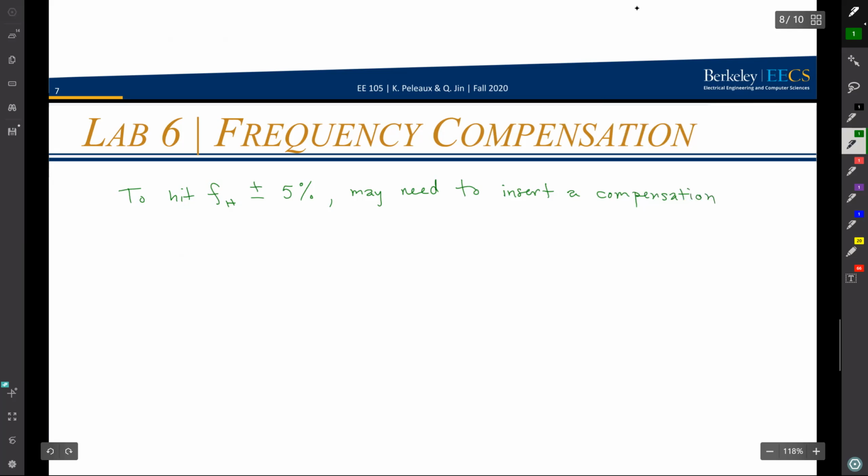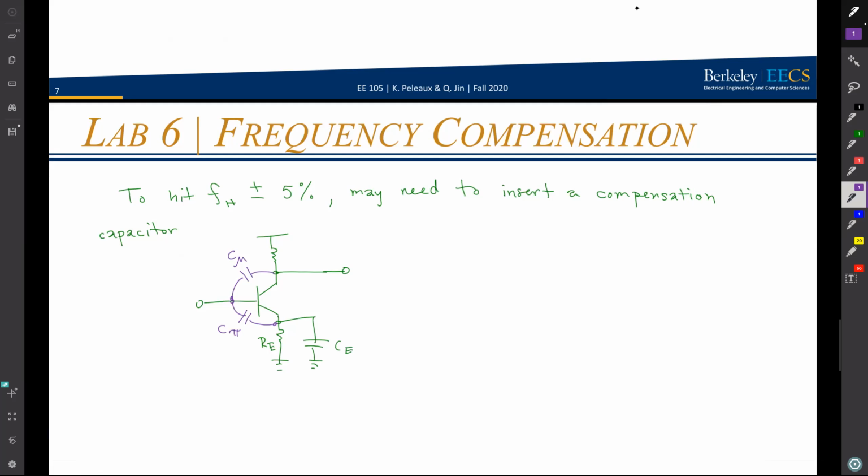What a compensation capacitor is, is an external capacitor with a small value. So it's not a bypass or coupling capacitor. Let's just say, generally speaking, I have some common emitter stage. And this common emitter stage I know is going to have parasitic capacitances. So I'm going to have my C pi here, and I'm going to have my C mu here.